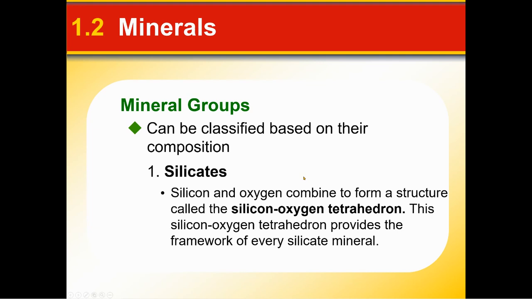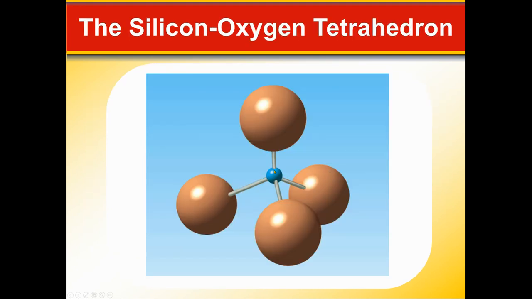There are mineral groups. They can be classified based on their composition. Silicones or silicates. Silicon and oxygen combine to form a structure called silicon-oxygen tetrahedrons. The silicon-oxygen tetrahedron provides the framework of every silicate mineral. And here it is. Here's the silicon, and the oxygen. This is a tetrahedron, a silicon-oxygen tetrahedron.